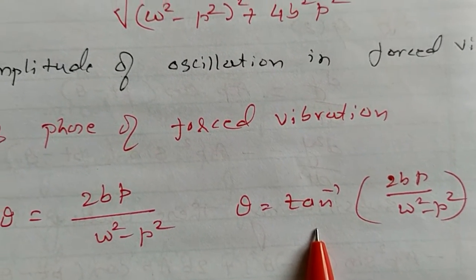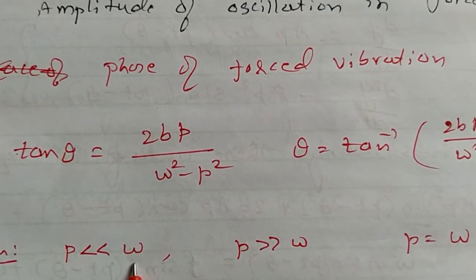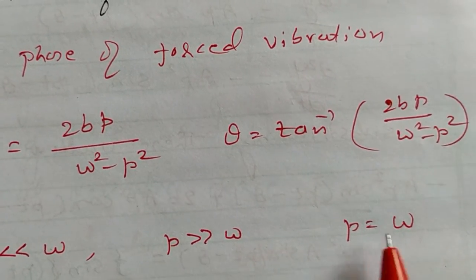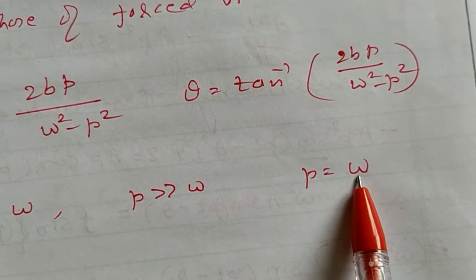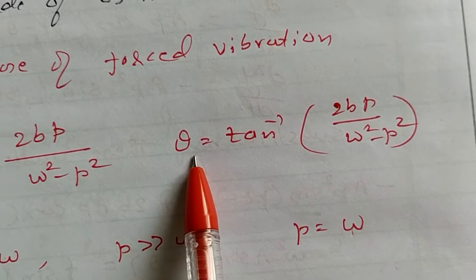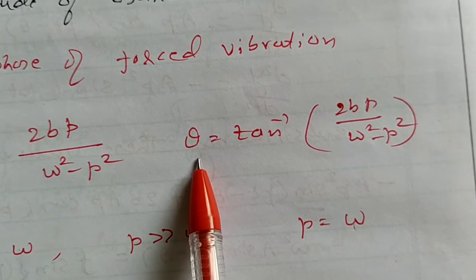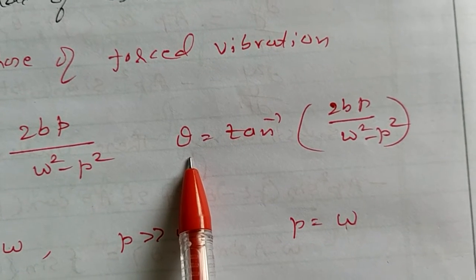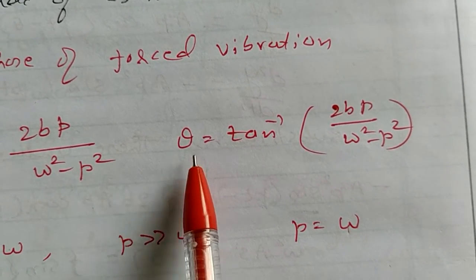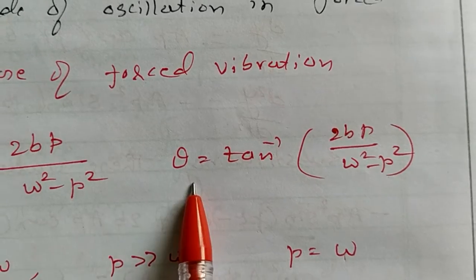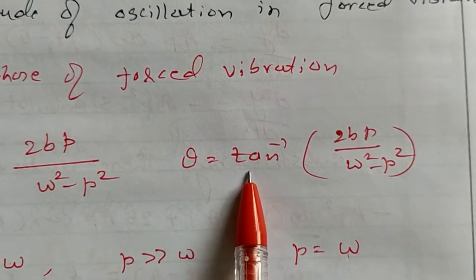With these two formulas we can discuss three cases: p less than omega, p greater than omega, and p equal to omega. Three cases will arise there. So what is theta here? Theta is the angle through which the displacement y lags behind the applied periodic force.